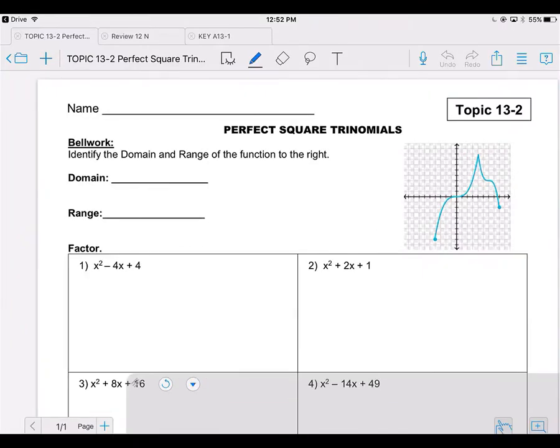All right, these notes are over topic 13.2. We are looking at perfect square trinomials.